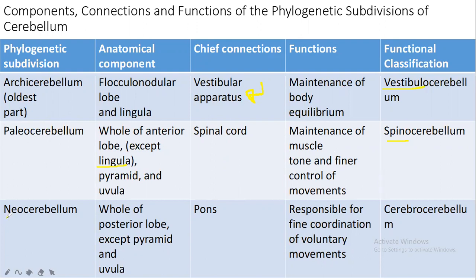Here we see the neocerebellum, which is the new part, the new form of the cerebellum, seen in higher animals. The whole of the posterior lobe, except the pyramid and the uvula, because these are now parts of the anterior lobe, functionally. Main connections are with the pons, and via the pons you actually see that the connections are coming from the cerebral cortex. And it's responsible for fine coordination of voluntary movements. That is what we call the cerebellum. So this is very important for you to understand and appreciate when it comes to the anatomy and the functions of the cerebellum.